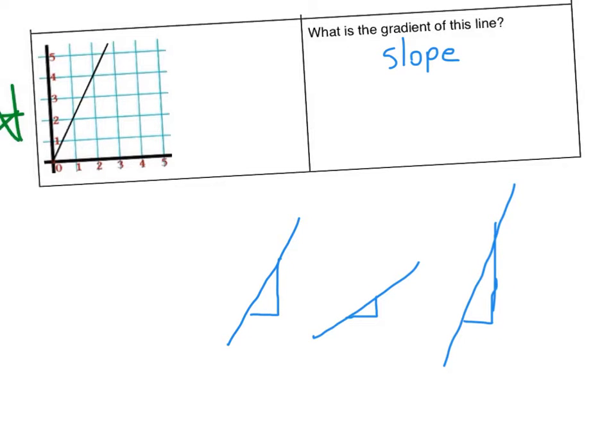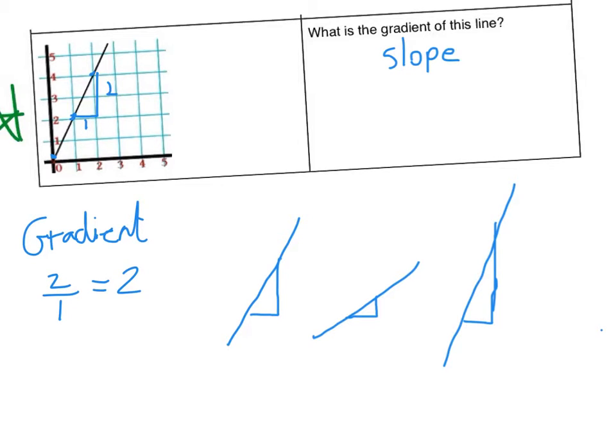So the first thing I'm going to do is draw that triangle on here. So I'm going to find some easy points. So that would be easy, that would be easy, that would be easy. Okay, I'm going to do this one to this one. So what I've got is a length of 1 and a height of 2. So my gradient is going to be the height over how far along. So the gradient of that is 2.